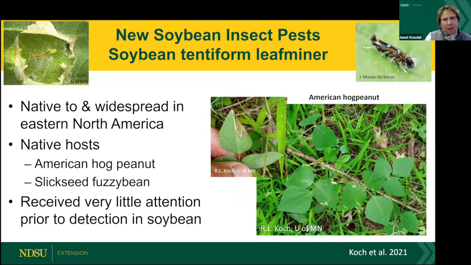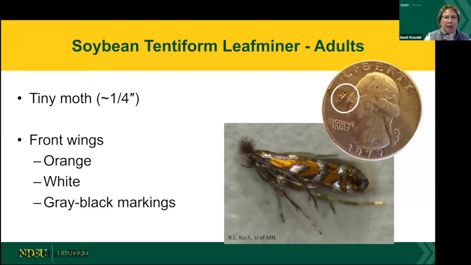So another new one is the soybean tentiform leaf miner. It's fairly widespread now in eastern North America and native to North America, and some of its native hosts are American hog peanut and sickle seed fuzzy bean. So this particular insect we feel has just moved over into soybean from these native hosts. It's super tiny. It's a microlepidopteran, and it's only about the size of the nose of Washington on the quarter, so a quarter of an inch or less, and beautiful though when you magnify it, orange, white.